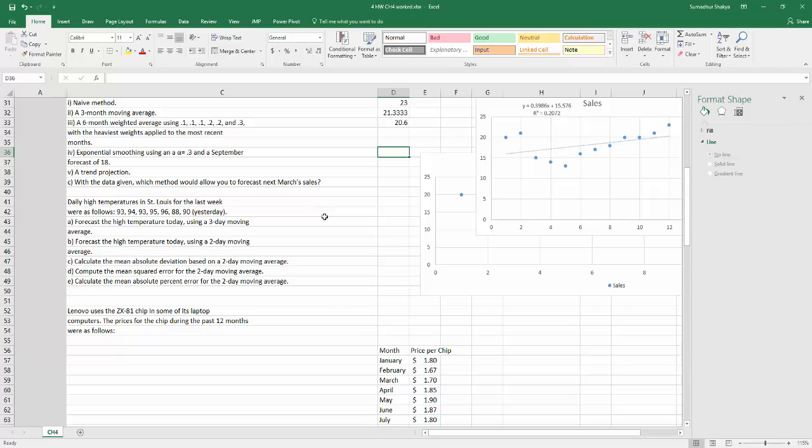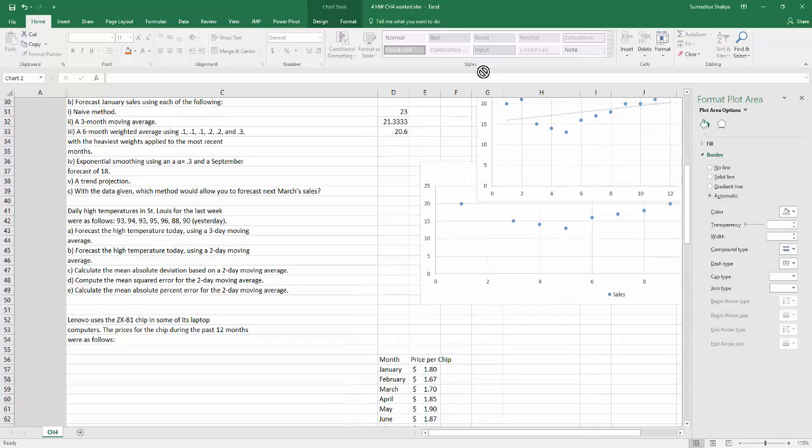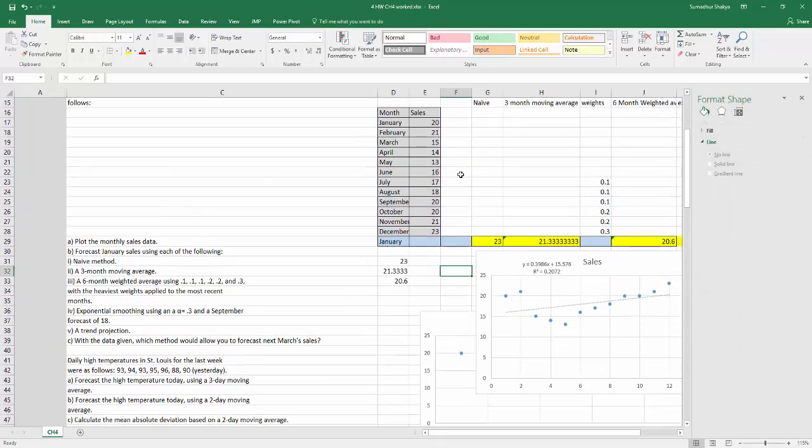Okay, so the next one is where we will be using those three measurements: mean absolute deviation, mean squared error, and mean absolute percentage error. Okay, so let's move these somewhere.